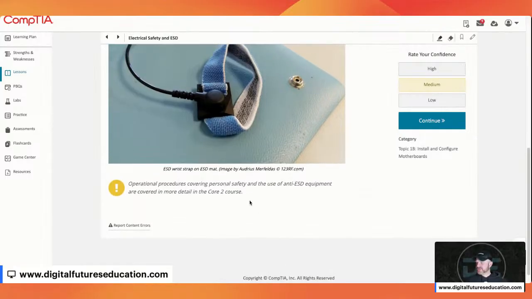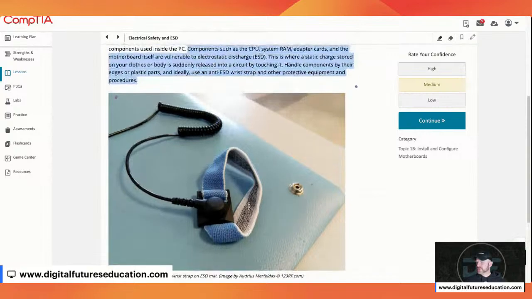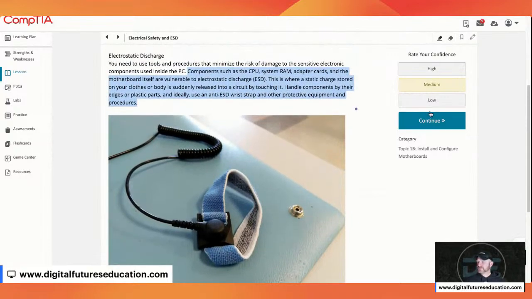And it will be covered again in personal safety in the Core 2 course.